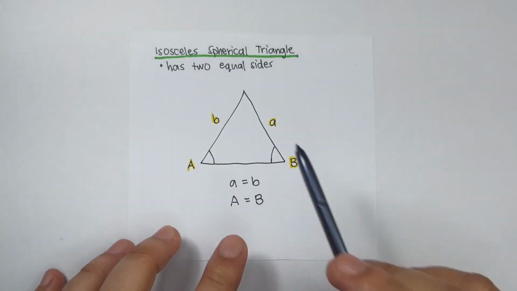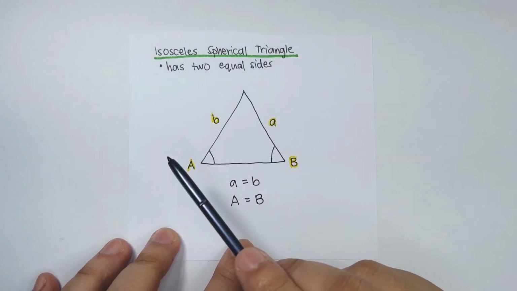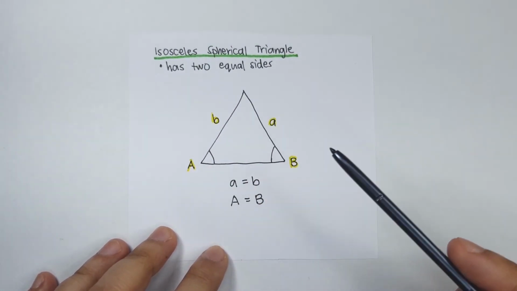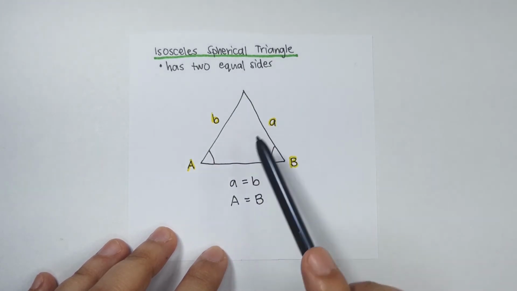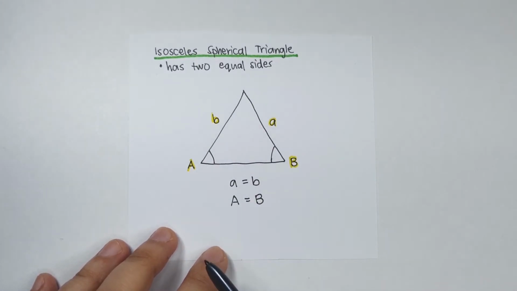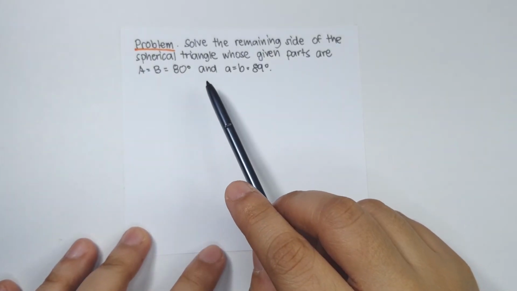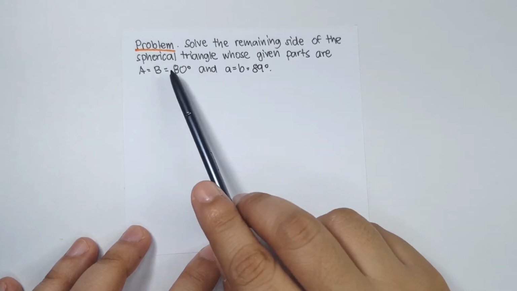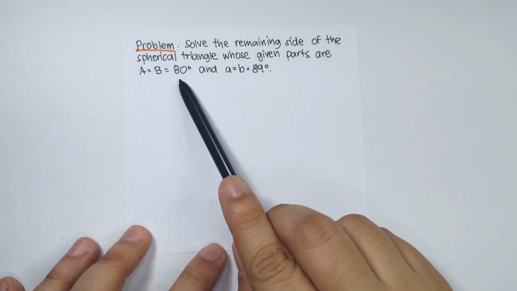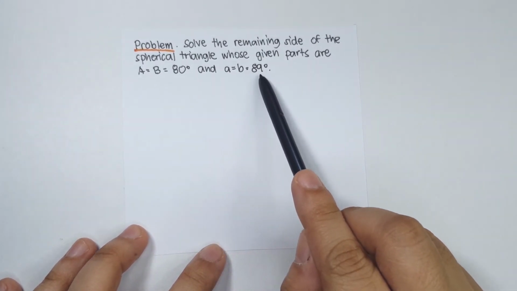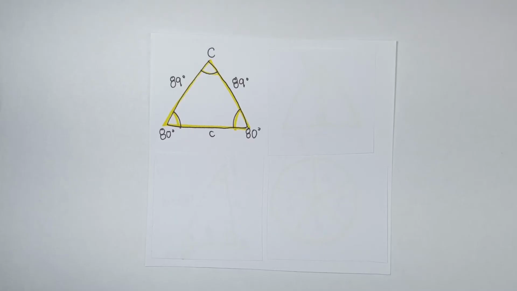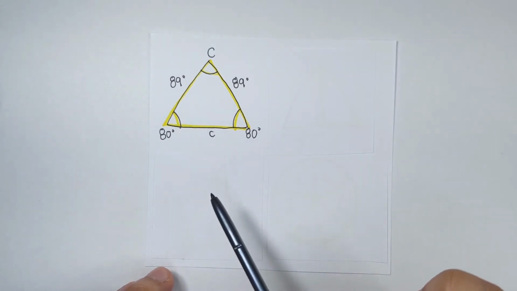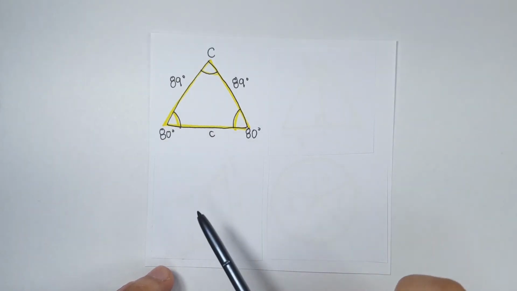Now let's learn how to solve an isosceles spherical triangle. An isosceles spherical triangle is a triangle that has two equal sides. If these two sides are equal, then these two angles are equal as well. So for example, we have this problem. Solve the remaining side of the spherical triangle whose given parts are angles A and B equal to 80 degrees and sides a and b equal to 89 degrees. If this is our triangle, this is 89, 89, 80, and 80. So what we're looking for is this side here, side C.